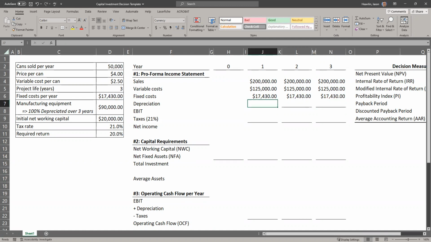Depreciation. Okay, so if we look at here, we're going to do the $90,000 of manufacturing equipment is going to be fully depreciated over 3 years. And since there is no detail or additional information, we will assume straight line depreciation. So we have fully depreciated over 3 years. The project life is 3 years. So we can take the 90,000 and divide it by the 3 years. And we get our 30,000 there.